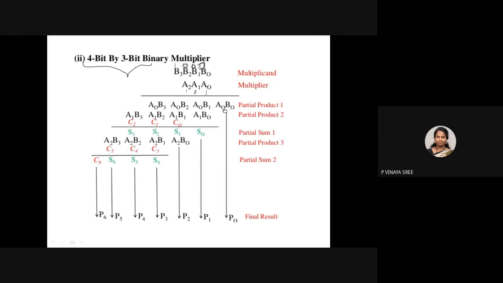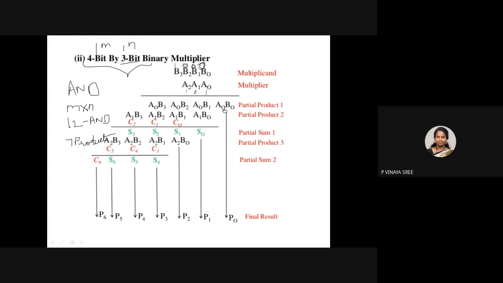This is a question given as multiplicand 4 bits, multiplier 3 bits. Now tell me how many AND gates are required for this. Consider this as m and this as n. So how many AND gates are required? m into n, 12. A total of 12 AND gates are required. Now tell me how many product terms you will get from this output. 7 product terms. Yes, good. So we will be getting 7 product terms. So what are those product terms?